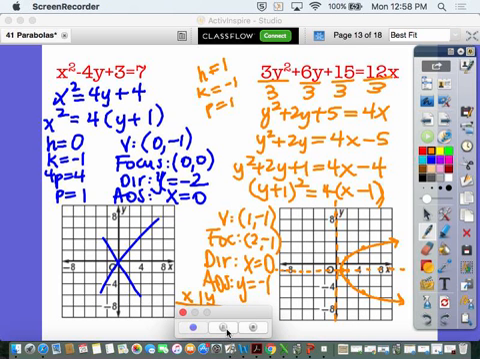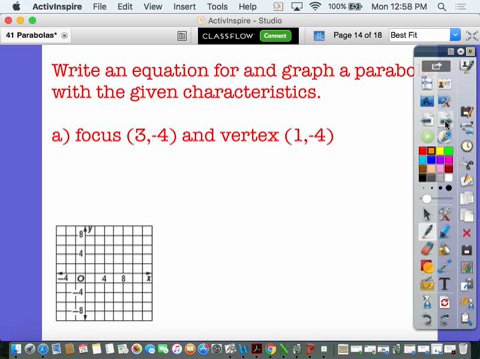Okay, so we've been able to analyze parabolas. We've been able to graph them, right? Now we've also been able to go from an equation for a parabola and write it in standard form. But there is another way to write a parabola, and that's when you're given different pieces of information. So for the next 3 examples, we are going to write an equation for and graph a parabola with different given characteristics.